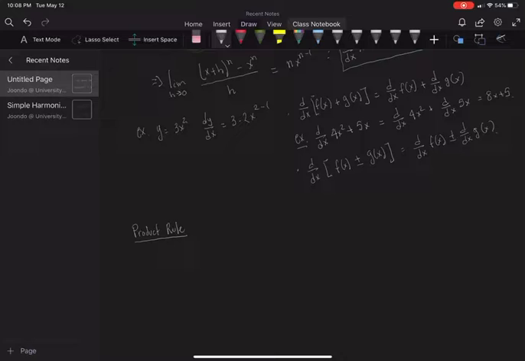Right? And the product rule states that if we have y equal to some f of x times g of x, okay? If y is equal to some product of functions, then dy over dx is equal to f prime of x times g of x plus g prime of x times f of x. Okay?